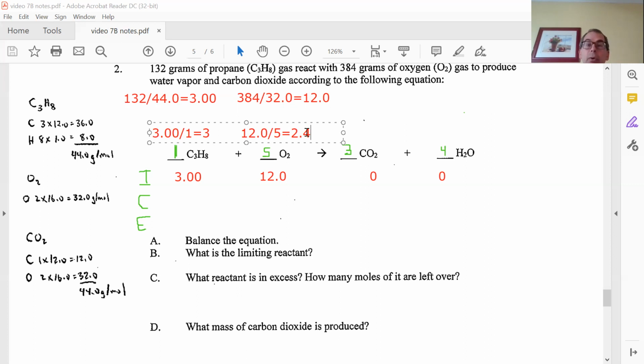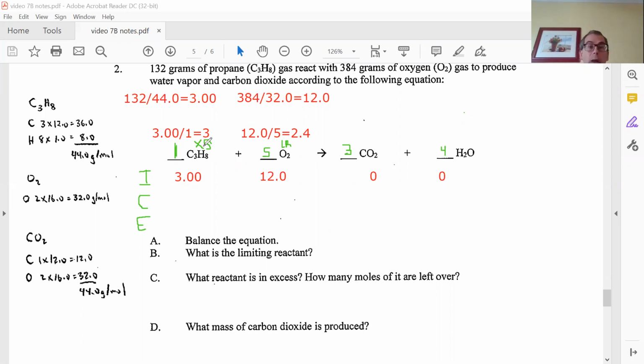So the one that's a smaller number is going to be my limiting reactant. So even though I have a lot more moles of oxygen, it's not 5 times as many moles. So that becomes my limiting reactant right there. And then my C3H8, even though it's a smaller number of moles, is going to be the excess reactant right here. So that's supposed to be LR, limiting reactant, and there's our excess reactant right here.